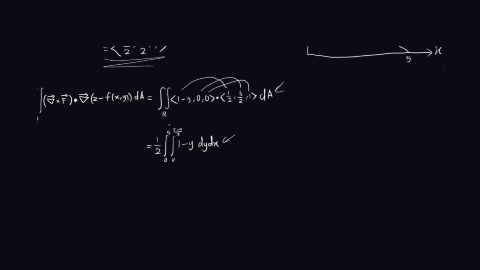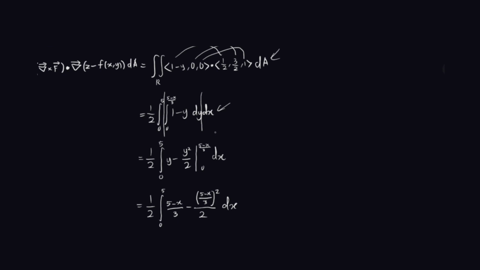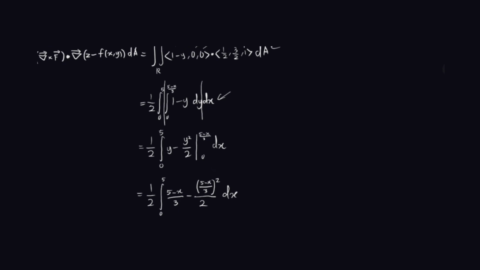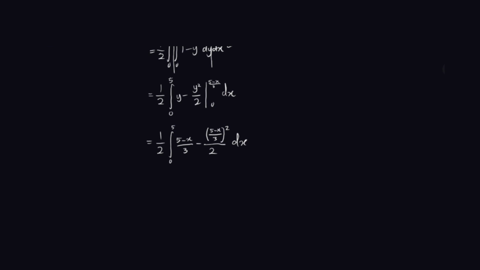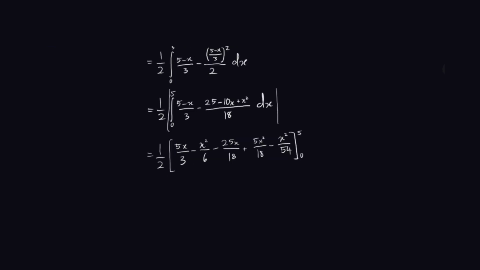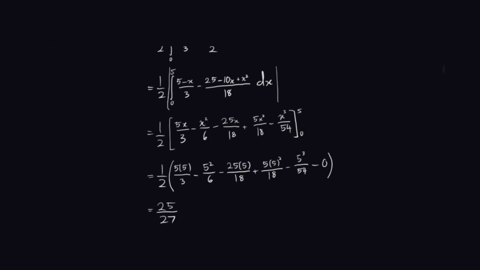So after that, just integrate with respect to y first. And this is the integrated version, and then just put in the limits. And this is the simplified version. And after that, you need to integrate with respect to dx. And then this is the integrated version for dx. And then put the limits inside. After we put the limits inside and settle it, you get 25 over 27, just like that.